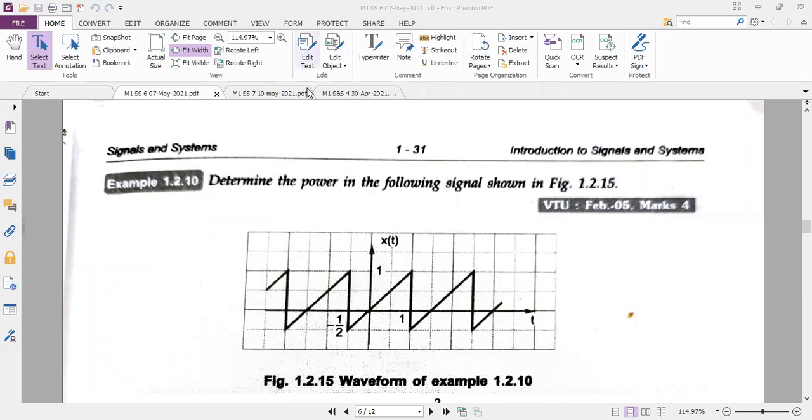So now you just take down this problem: determine the power in the following signal. You can copy this diagram. So you have to properly copy the diagram. See here the diagram interval, here it is minus 1 by 2 and here it is 1. So what it says is this is one complete cycle. The interval is between minus 1 by 2 and plus 1. So this is the heart of this problem. Using this hint only, we are going to find the power. So once you have copied the problem, you tell me, I will proceed further.